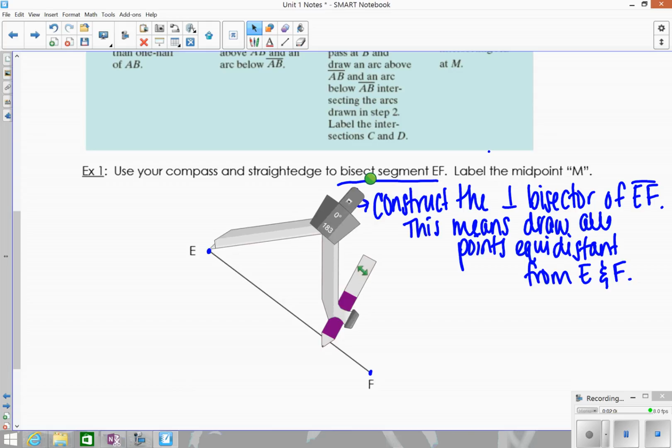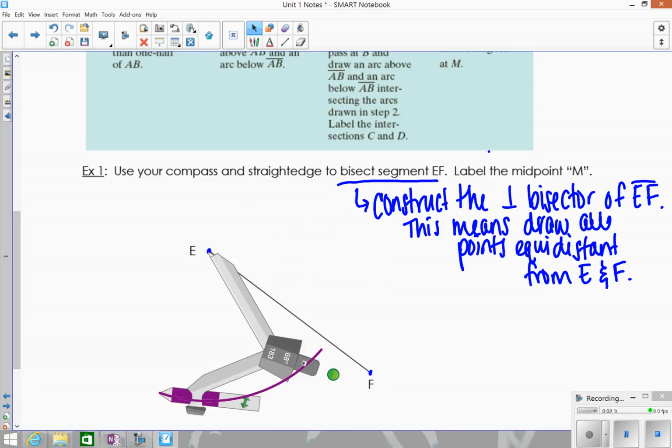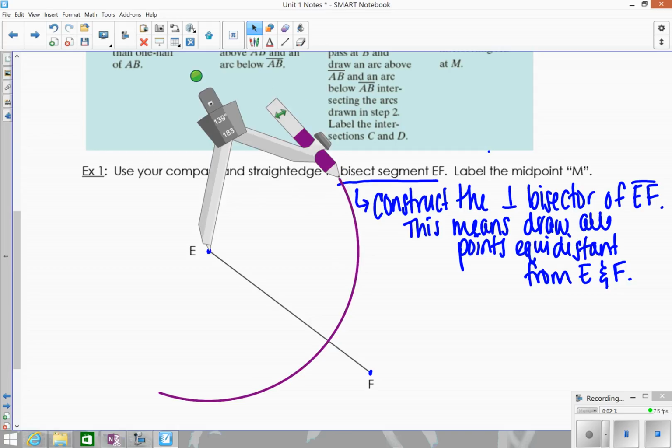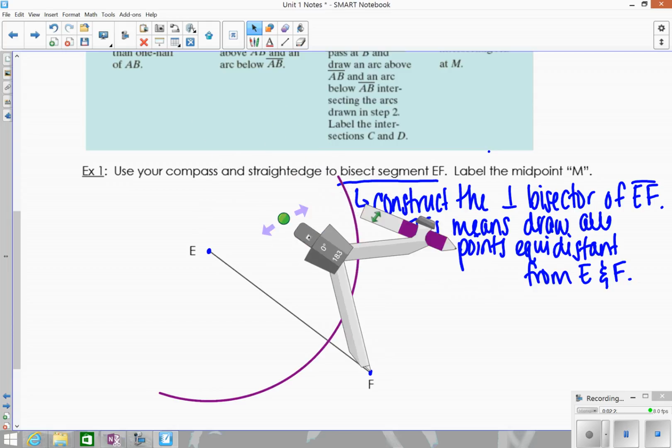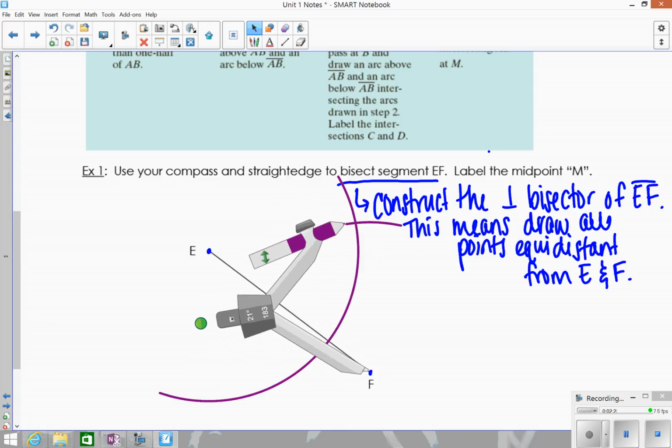So you're going to go from the endpoint, go more than halfway approximately, and you're just going to do an arc all the way down and then all the way back up. So you almost have half of a circle. Keeping that compass the same is going to be really important. You're going to move the metal point to point F, and you're then going to draw an arc.